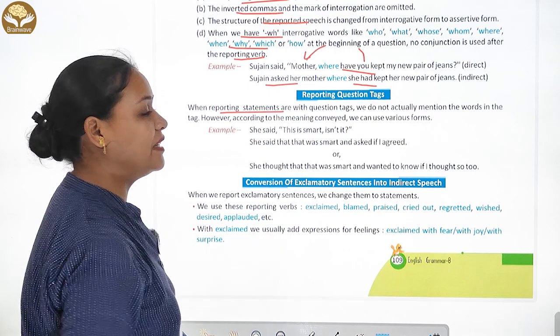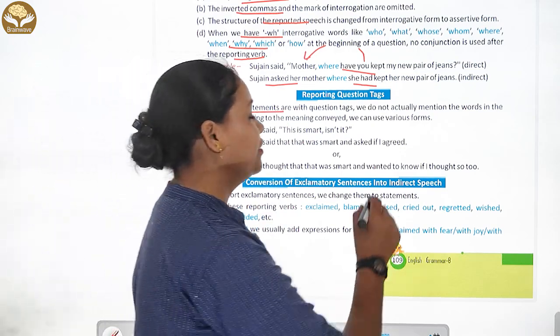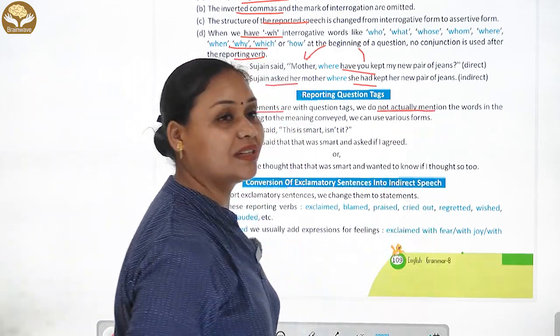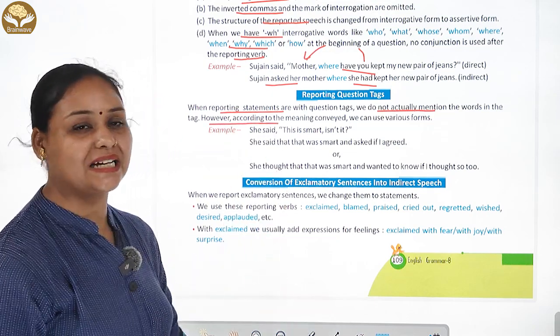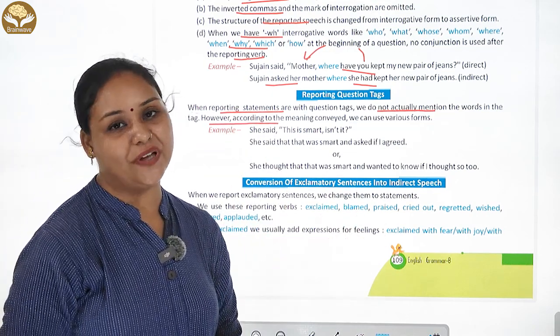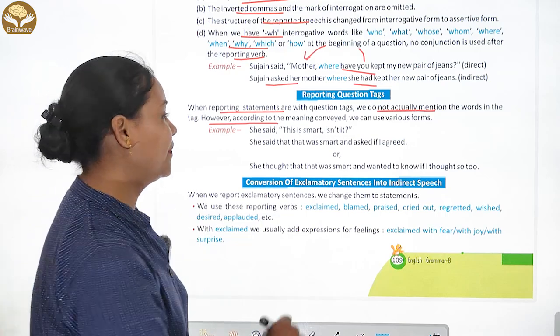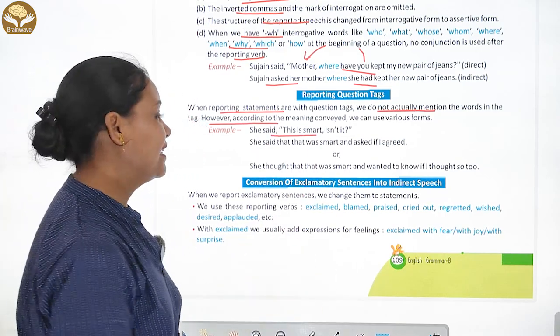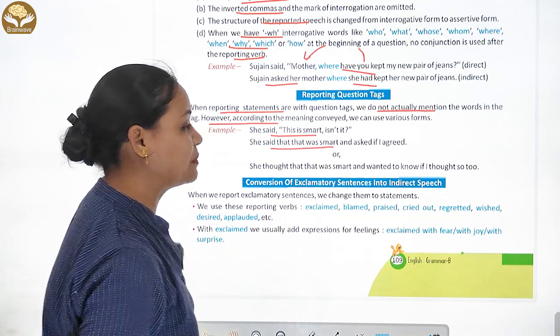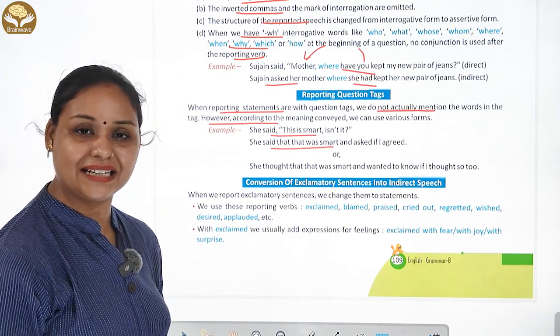And reporting statements with a question tag: we do not actually mention the words in the tag. However, according to the meaning conveyed, we can use various forms. Number first है, she said, this is smart, isn't it? Next is, she said that it was smart and asked if I agreed.